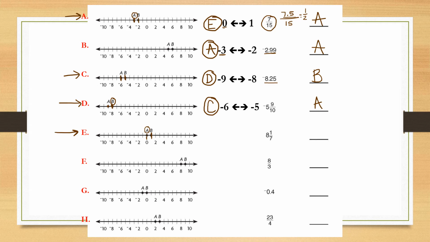Okay, our next problem, 8 and 1/7. 8 and 1/7 falls between 8 and 9 on the number line. We can find these two numbers plotted on number line F. Here we have 8 and 9. 8 and 1/7 is closer to 8 than it is to 9, so that is point A.